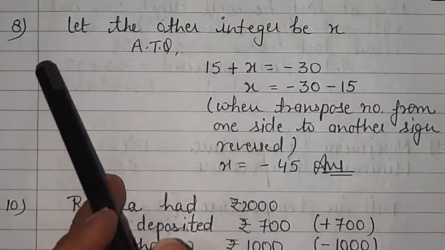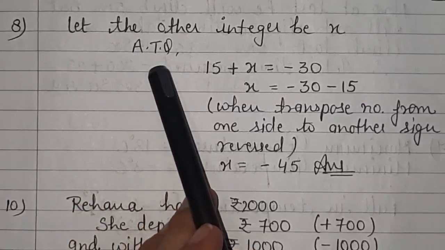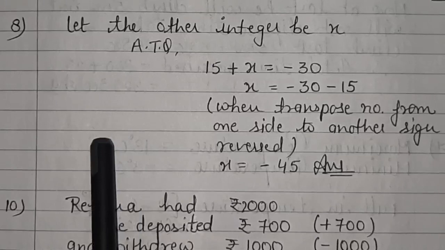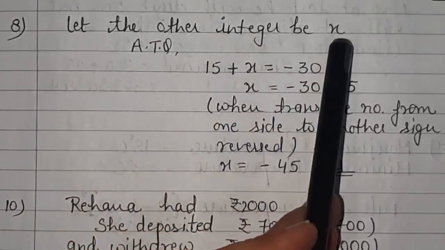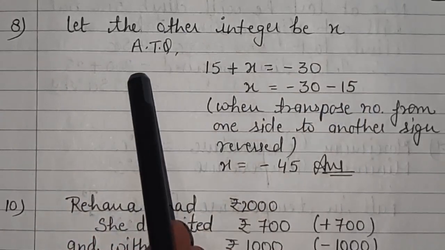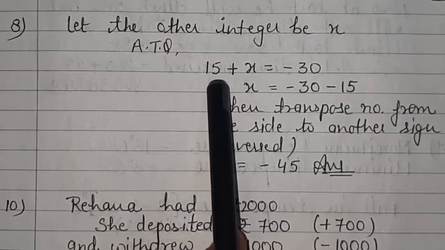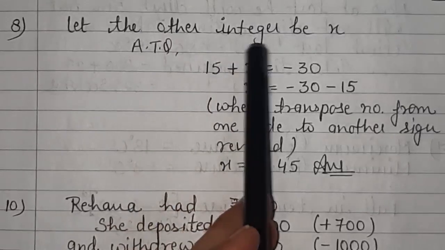Now come to the 8th numerical. The sum of two integers is minus 30. If one of them is 15, find the other integer. So in that type of numerical, you have to let the other integer be x. Now according to the question, what will be the equation? The sum of two integers: one is given as 15 and the other you have let as x.